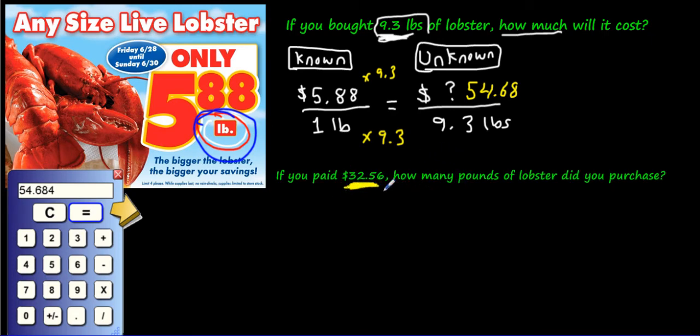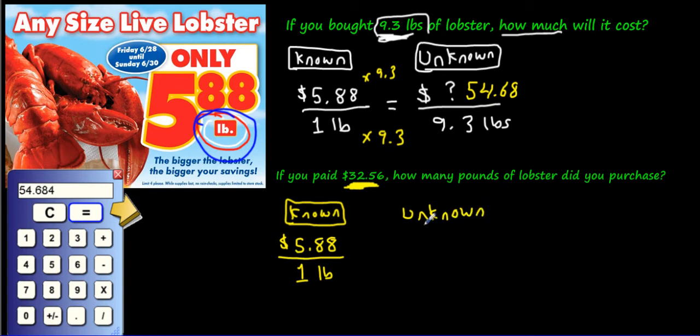If you paid $32.56, that's how much you paid. How many pounds of lobster did you buy? How many did you buy if you paid this much? Start it the same way. Give me the known ratio. What do we know? We know whatever's in the poster. We know that $5.88 is for 1 pound. Now you get your unknown. What's the unknown ratio? How many pounds? Question mark pounds. How many pounds for that much money?